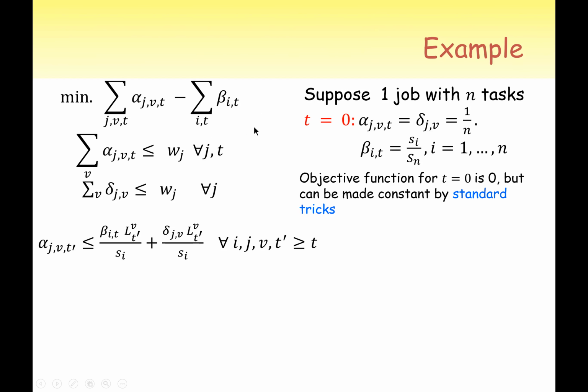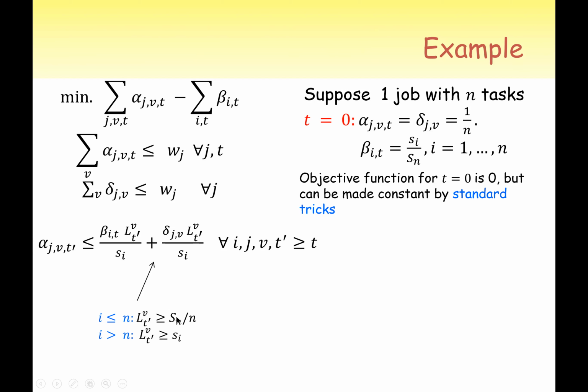So this 1 minus 1 is 0, so you don't get anything of the objective function. But there are standard tricks like speed augmentation by which you can say that you will, at time t equals 0, make it a constant. So that's not very interesting. What is interesting is that this constraint is satisfied for all machines i.